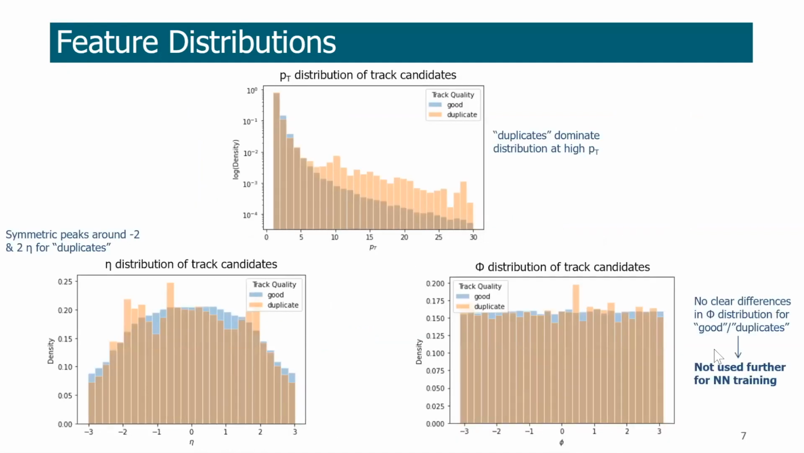So on this slide, we see in the top plot that duplicates dominate the distribution at high pT. And on the bottom left, they have symmetric peaks around -2 and 2 eta. However, the phi distribution here shows no discernible patterns between the good and duplicate tracks, so it wasn't used any further for ambiguity solving.